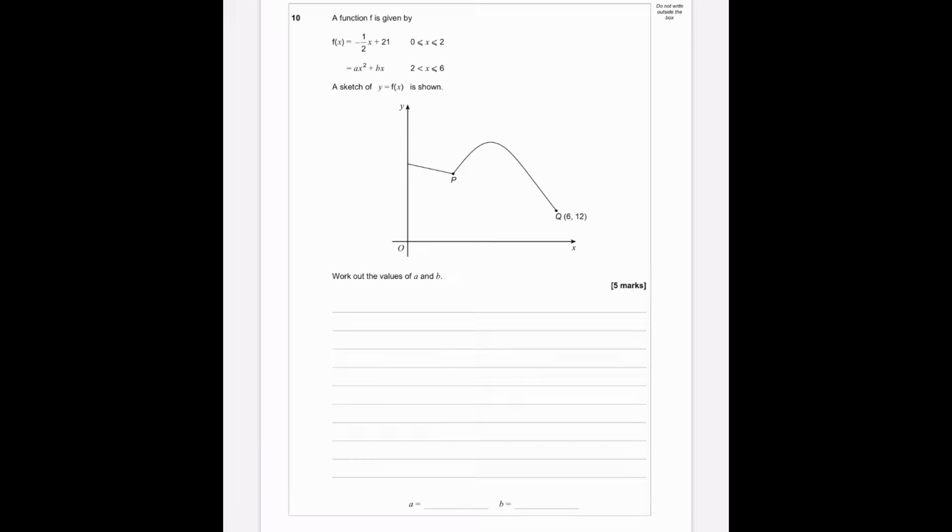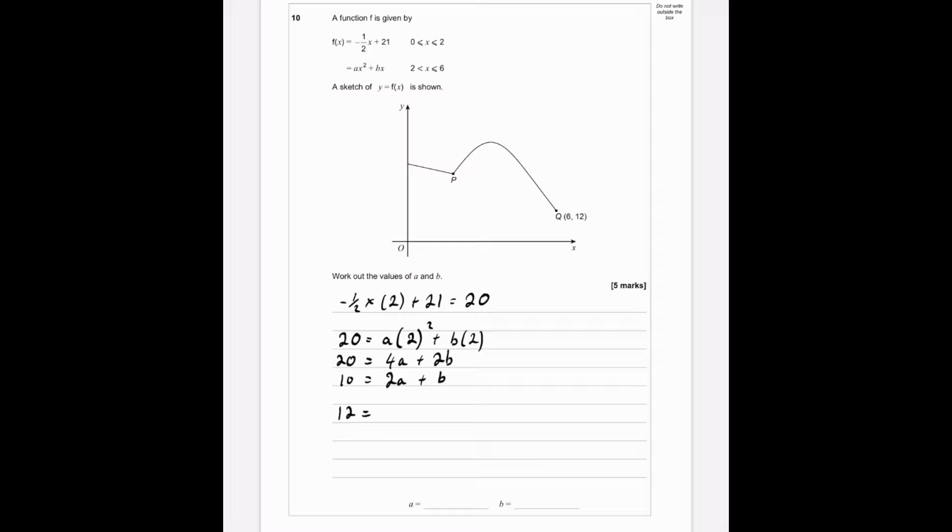Question 10. We know they meet at this point P, so the x-coordinate of P has got to be 2. If I substitute 2 into the first piece of the function, we get 20 out. So the y-coordinate of P is 20. I can use that, substituting 2 into the second part of the function, to construct an equation involving a and b. Substituting 20 in for the y-coordinate and 2 for the x simplifies down to 10 equals 2a plus b.